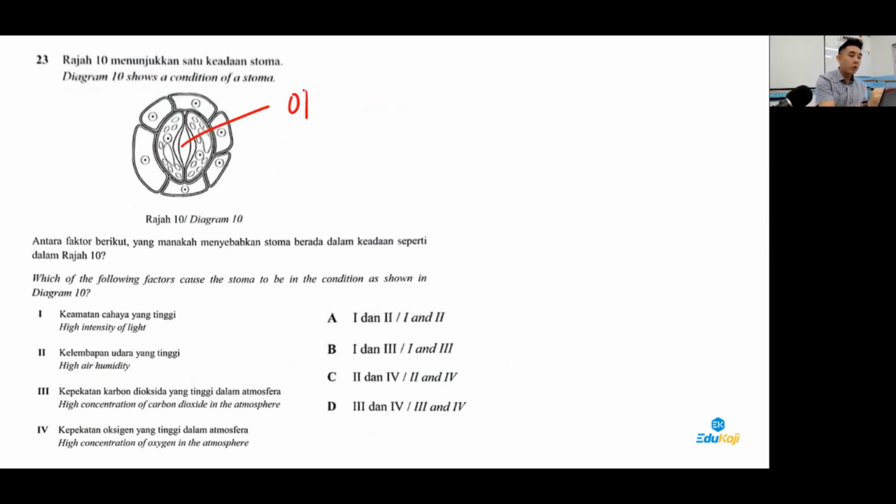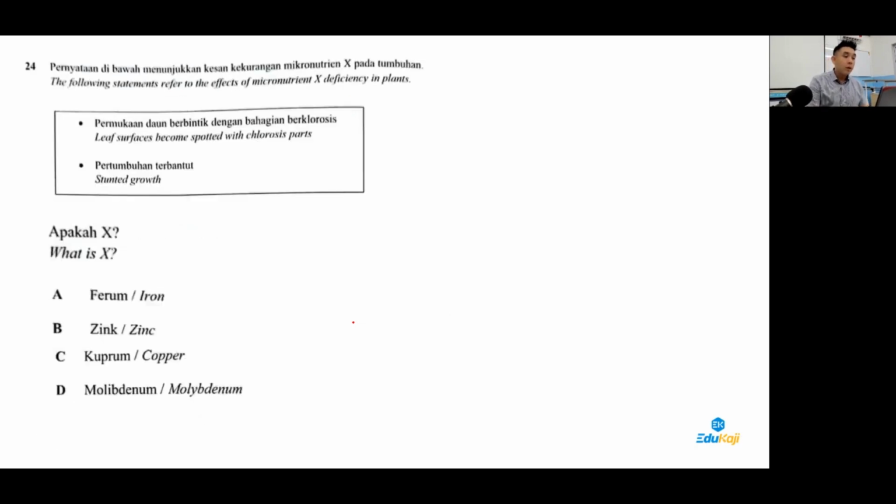Now, as for 23, the answer is, okay, check. In order for the stomata to be open, high light intensity is okay. High air humidity, no, it should be low. A lot of CO2 is wrong. So the answer is B. 23 B. 24.